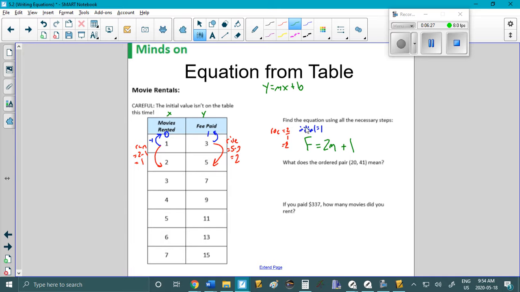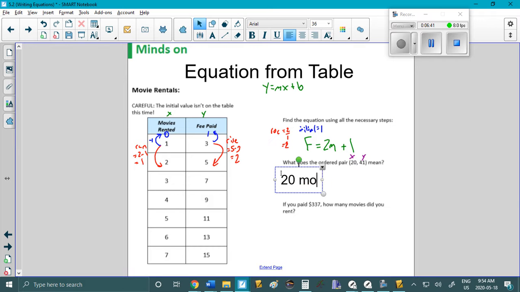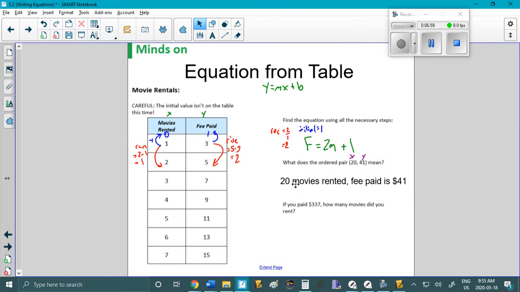So now we're asked, what does this ordered pair mean? Now an ordered pair is just a point, so don't let the crazy terminology scare you. This is our x value, this is our y value. And if we come over here, we see that our x value is movies rented. So this means 20 movies rented. And then our y value is our fee paid. And in this case, 20 comma 41, that would mean fee paid is $41. That's all that means. Okay?